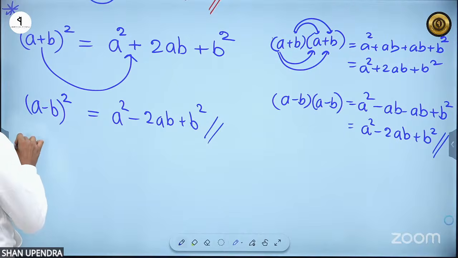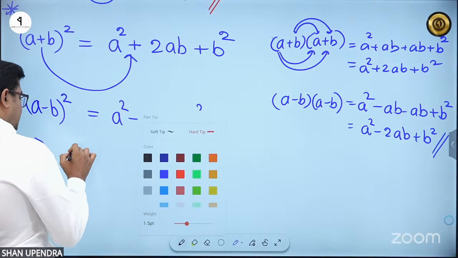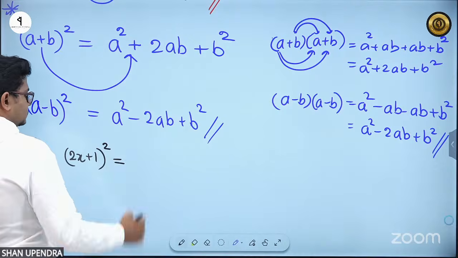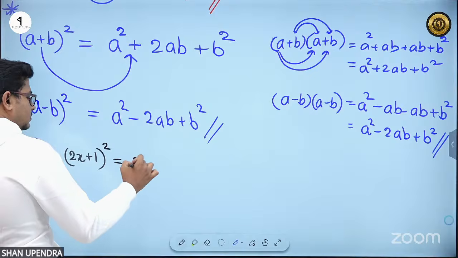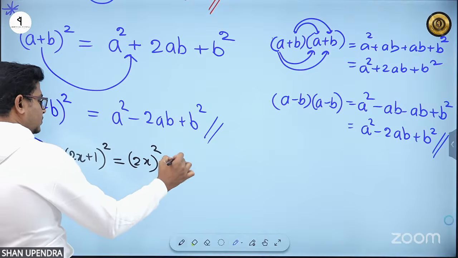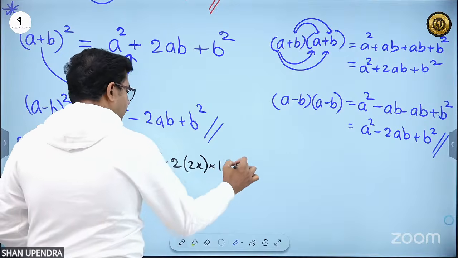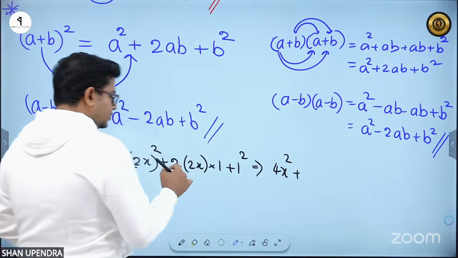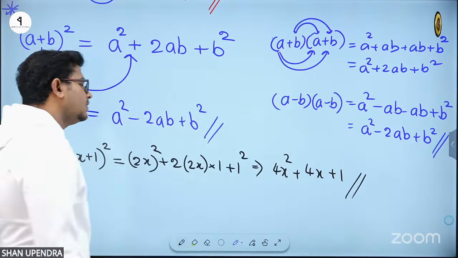So then let's take an example. Let's take (2x plus 1) total squared. Then you can write (2x) squared plus 2 times 2x into 1 plus 1 squared. That means (2x) squared is 4x squared, plus 2 into 2 is 4x, plus 1. That is the way to expand it.